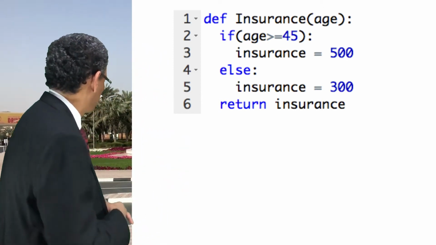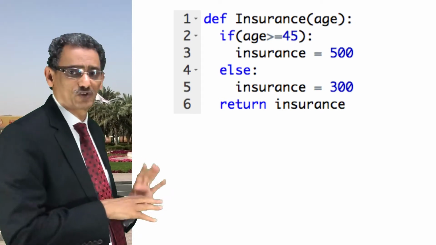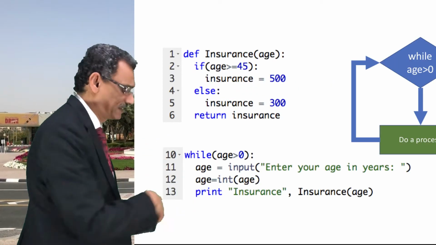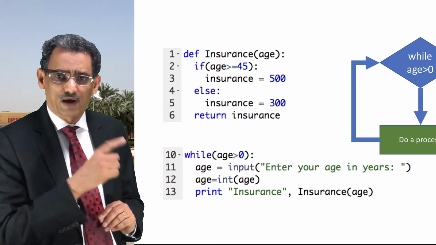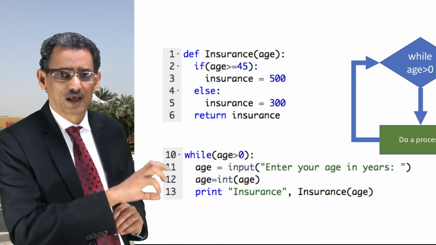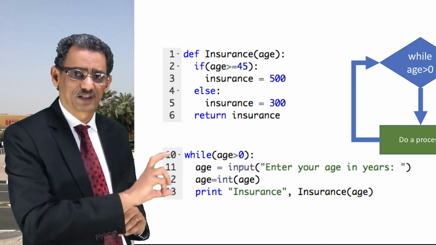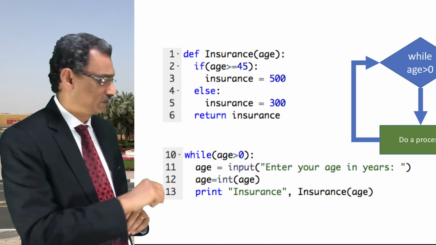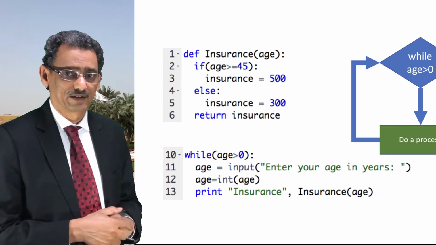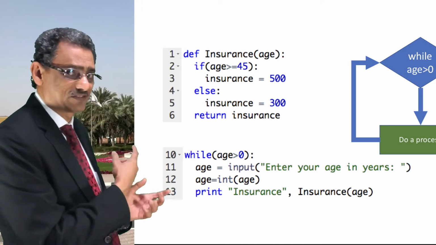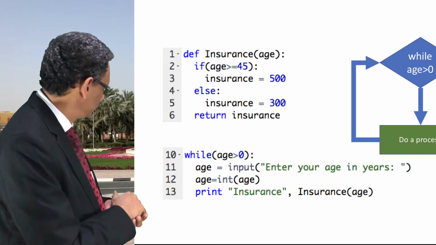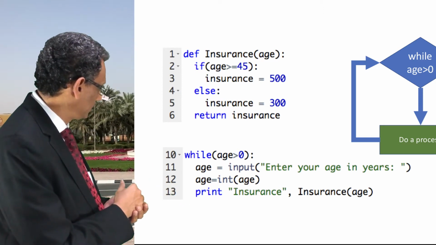So let's look at our program. The function is the same, we're not changing anything. The only thing changing is down here, this area. So we'll use while age more than 0, colon, and then we'll put the code for inputting the data and changing it to integer, then calling the function. So this will continue running. Now, what is the value of age now? It's unknown because we still did not call the function.